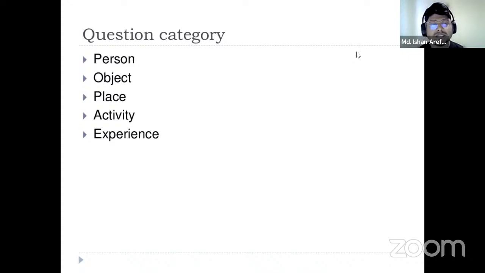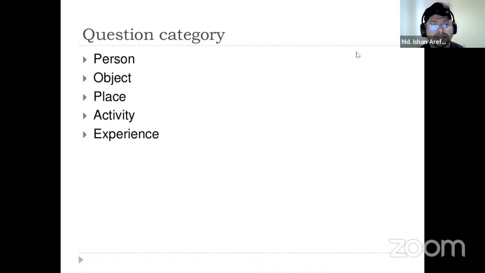This can be a question related to object category. Then place: tell me about your birthplace. Maybe that can be a topic. Discuss about your birthplace, or discuss about the city you live in.